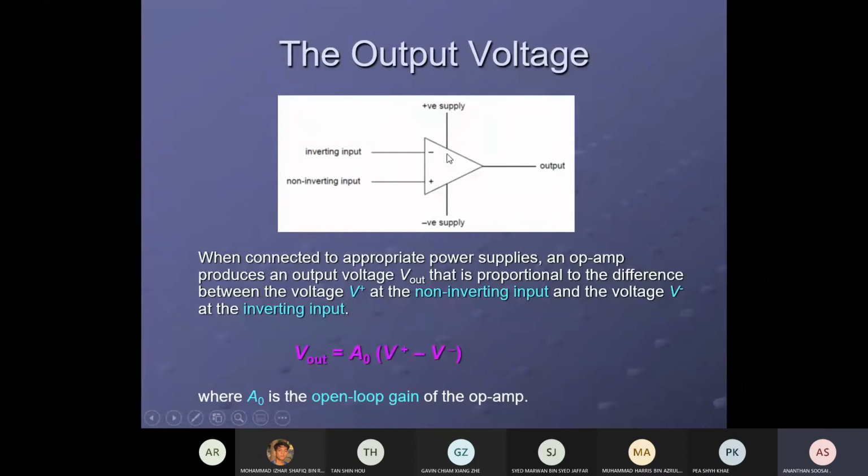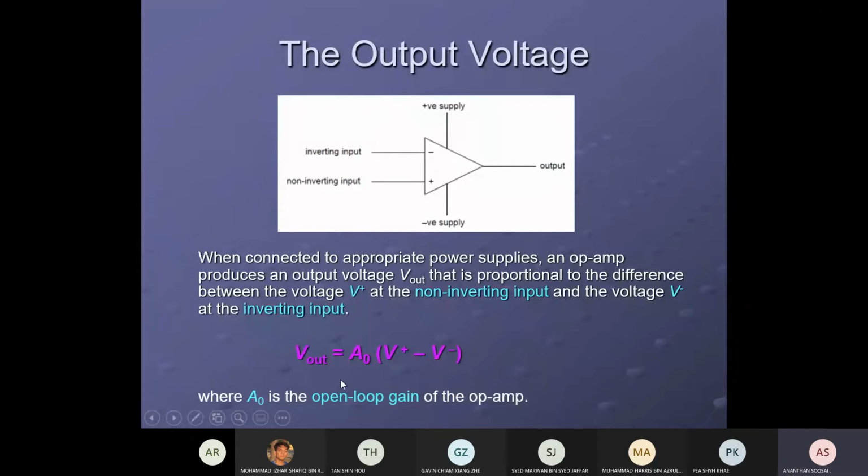These two are the power supply connected to the op-amp. The power supply is normally very small, normally less than 6 volt. It won't be a very big voltage because the op-amp is an IC, integrated circuit. Very intelligent, but it cannot withstand very high voltage. It will burn down. So we use a very low voltage, around 10 volt, less than 10. And this IC is going to analyze these two inputs and decide to give out output.